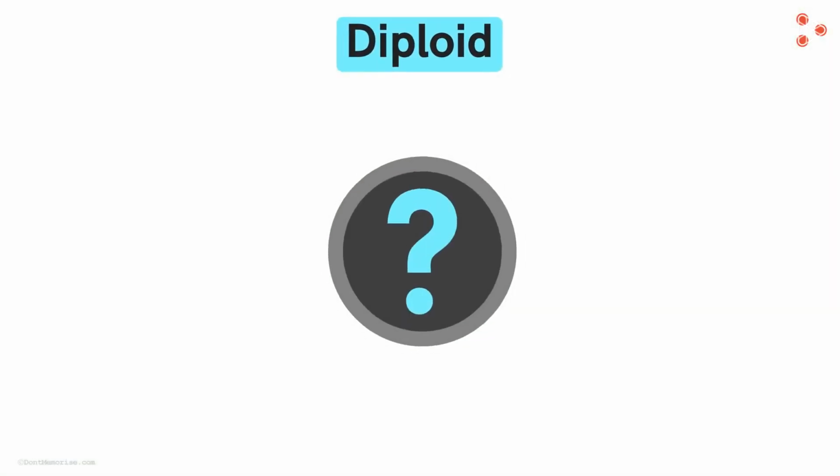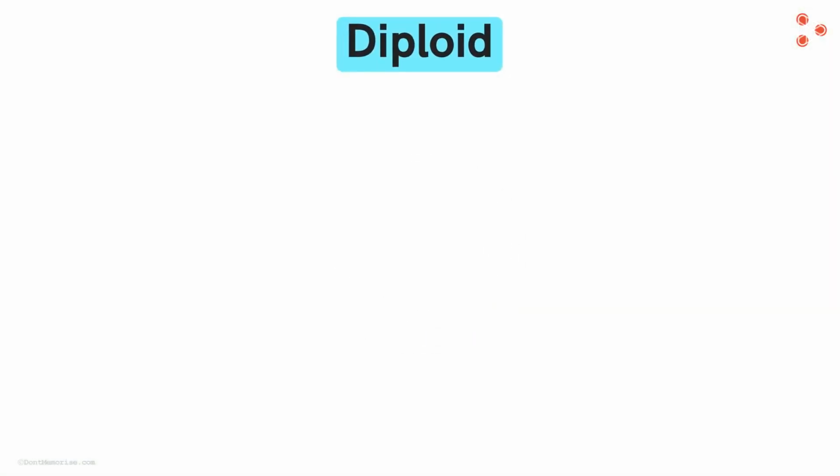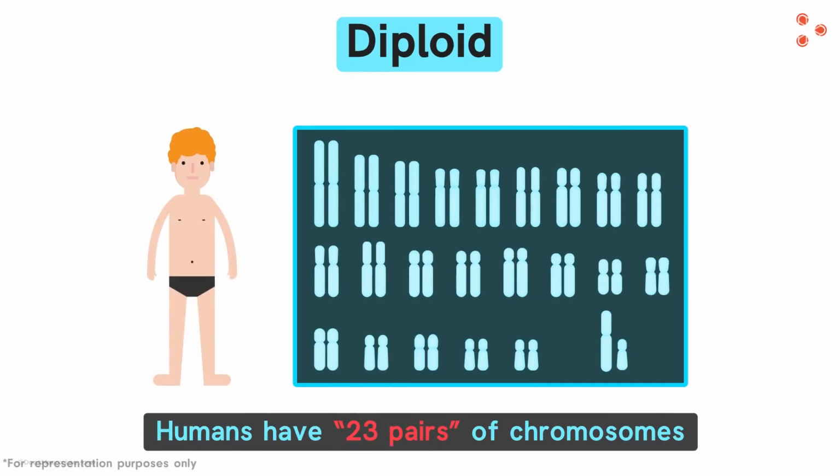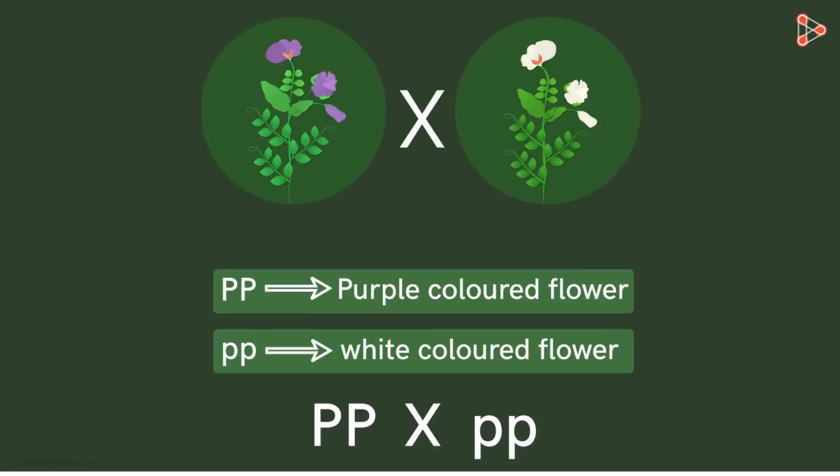What does diploid mean? We have always come across the saying that humans have 23 pairs of chromosomes. That's because the chromosomes in us are always in pairs. Each set has 1 chromosome from each parent. This is nothing but the diploid nature. So when organisms have 2 sets of chromosomes, they are referred to as diploid organisms. Getting back to green peas, there are 2 sets of genes in it.